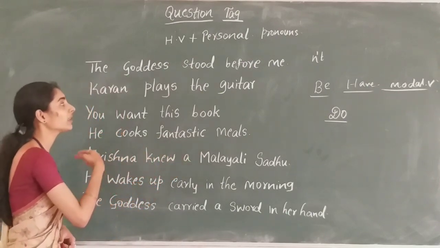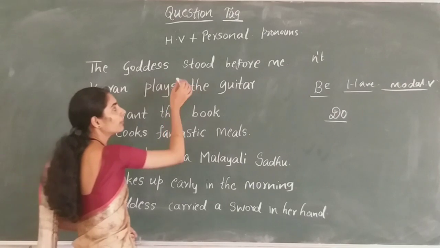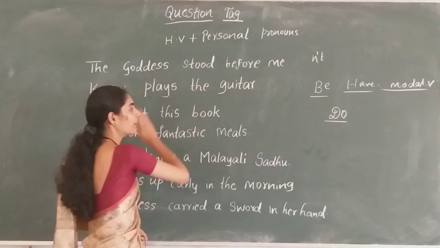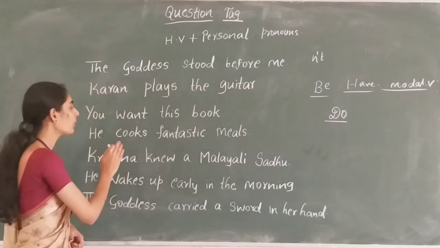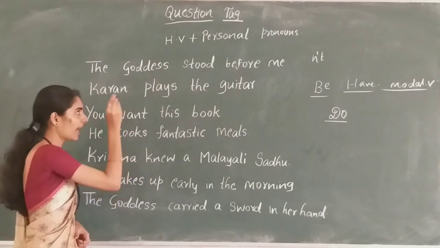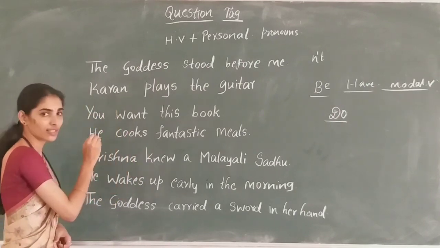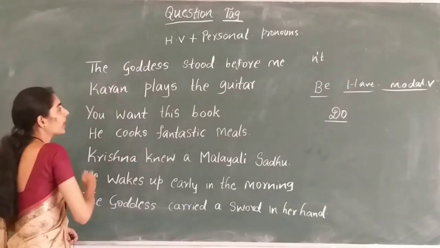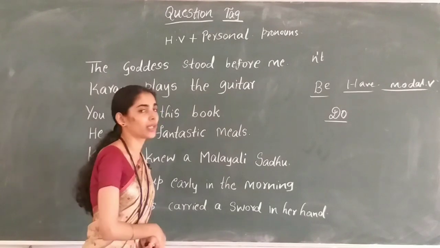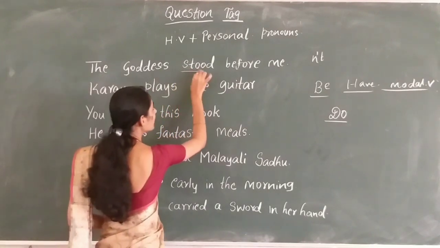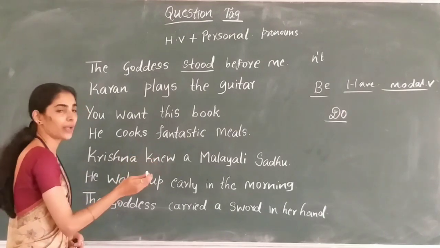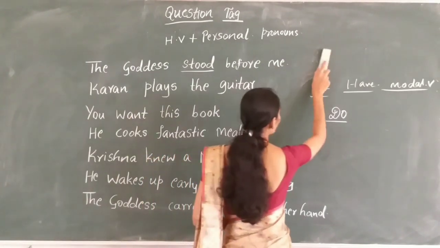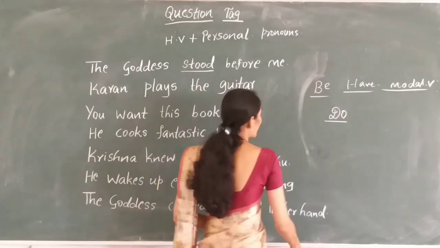Before adding the do, you have to identify the verb there. If the verb is in the past tense, then it takes did. If the verb is third person singular, which means it has s, then it takes does, or if it is plural, then it takes do. Now look at this sentence: The goddess stood before me. The verb here is stood, and there is no helping verb. There is no be form or have form or modal verb there. So in that case we have to write the right form of do.